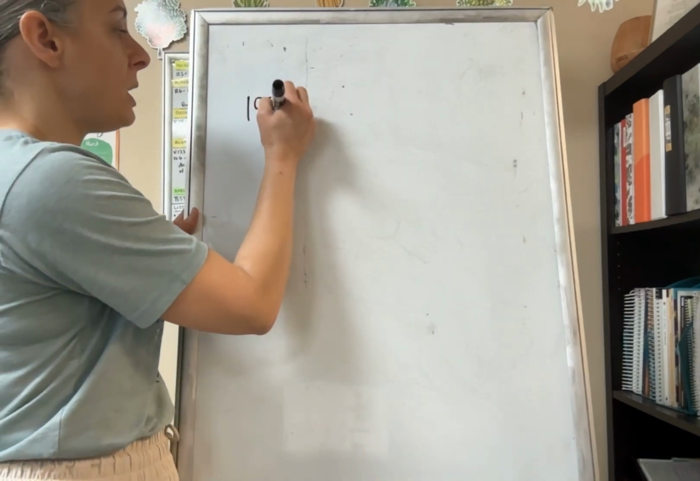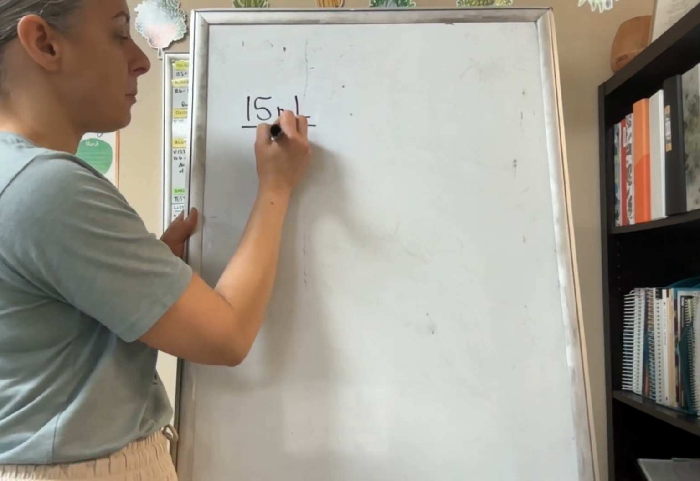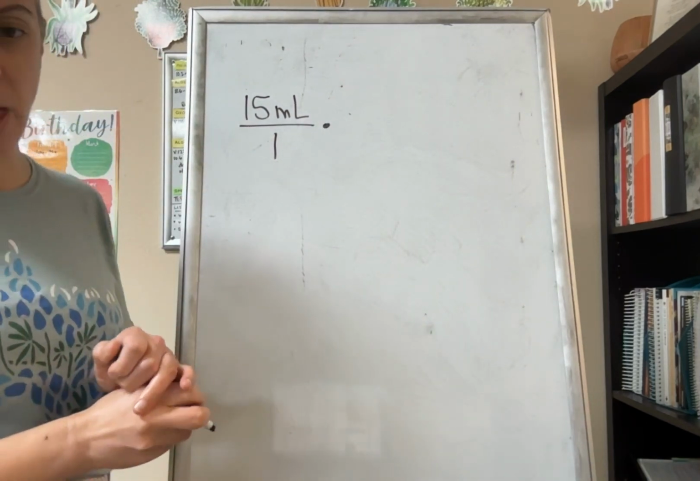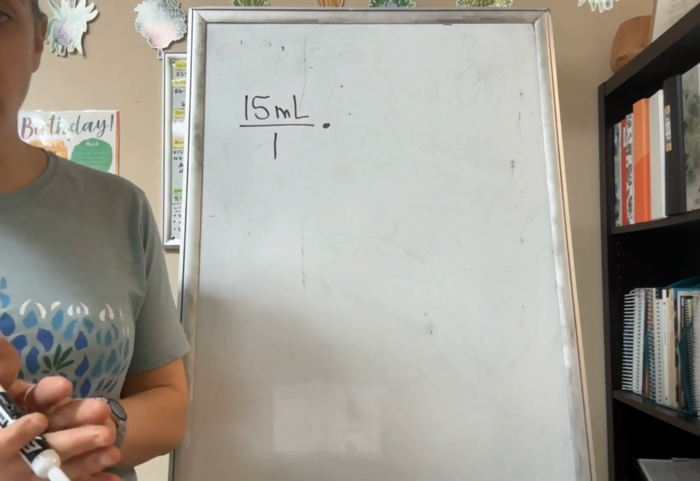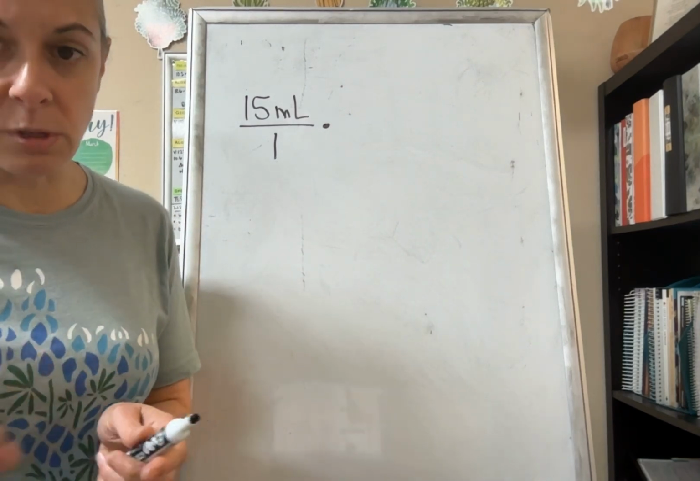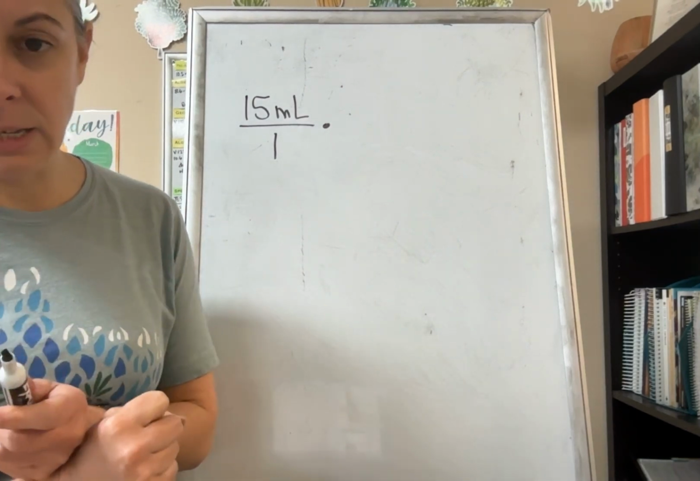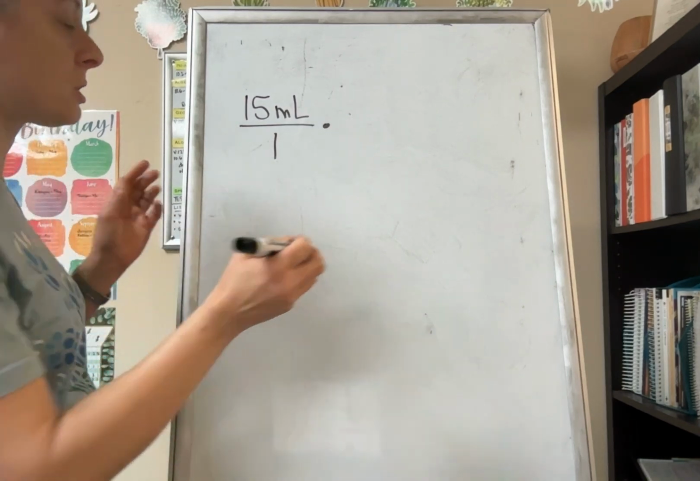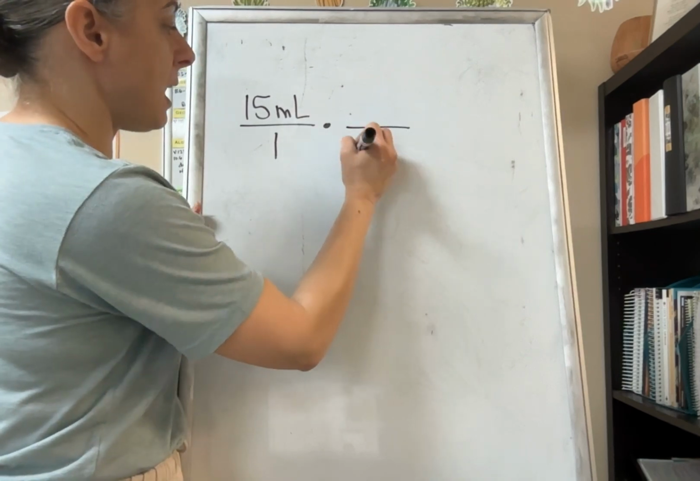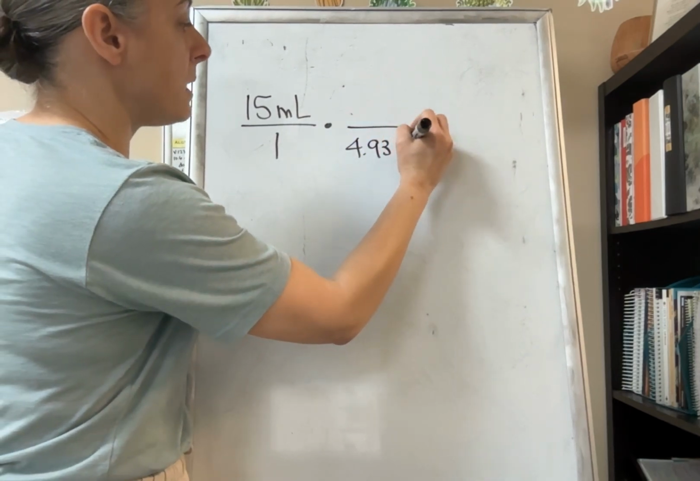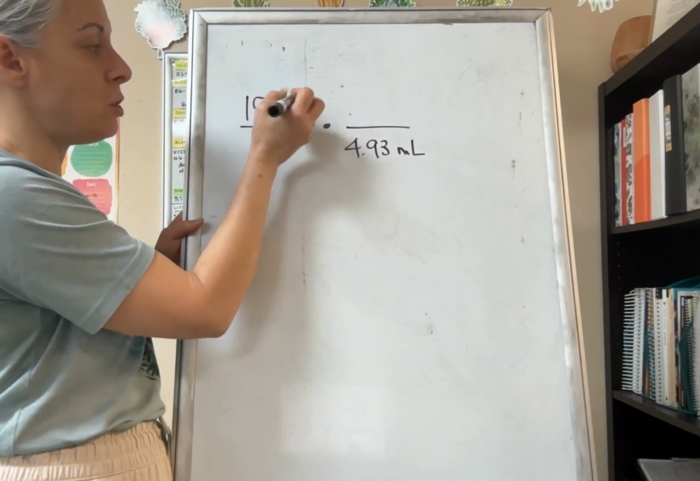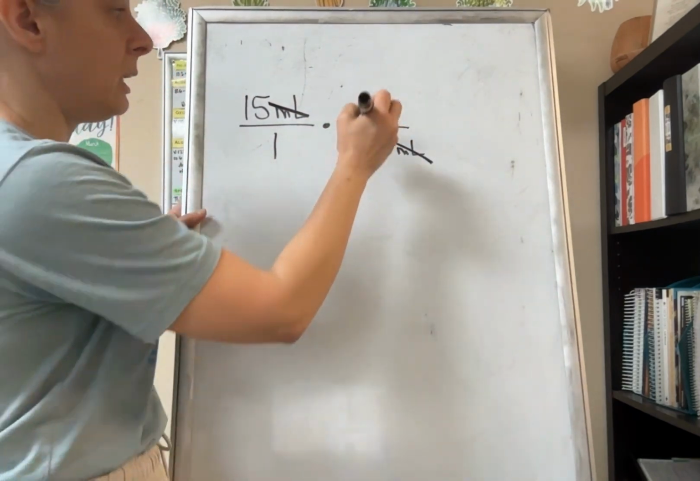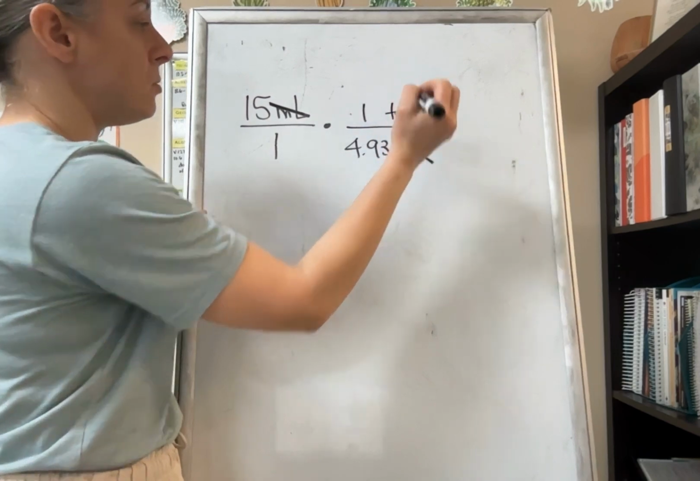So we're asked how many teaspoons are equivalent to 15 milliliters of milk. So we write what we know. We've got 15 milliliters. We're going to put that over 1. And then we need to find a conversion factor to multiply by. Is there a conversion factor for milliliters to teaspoons? Well, let's look under capacity and see. Yes, 1 teaspoon is equal to 4.93 milliliters. So again, I need to put my milliliters in the denominator because I need those units to cancel. 4.93 milliliters is equal to 1 teaspoon.